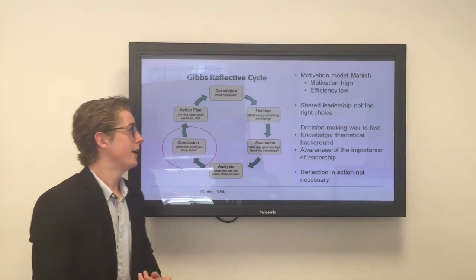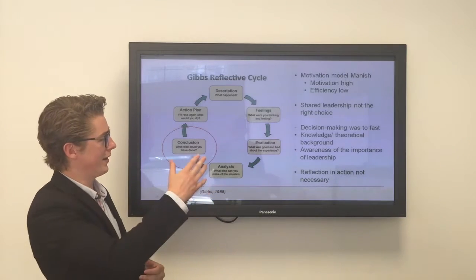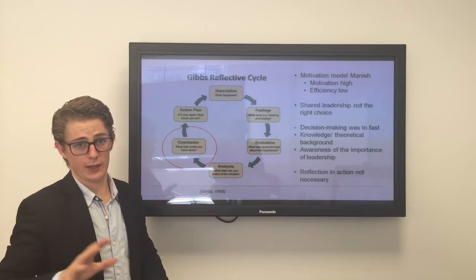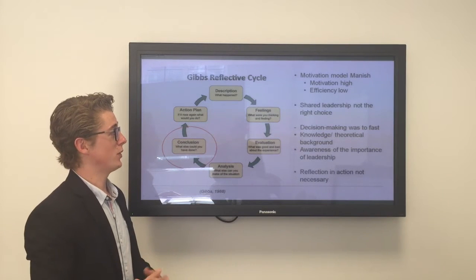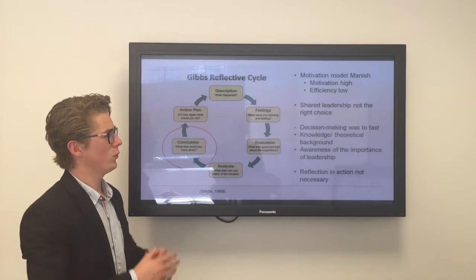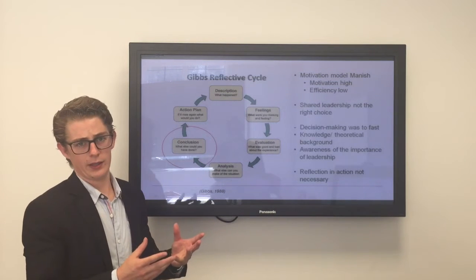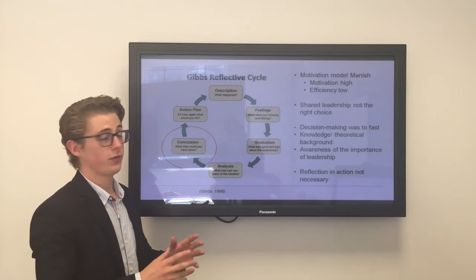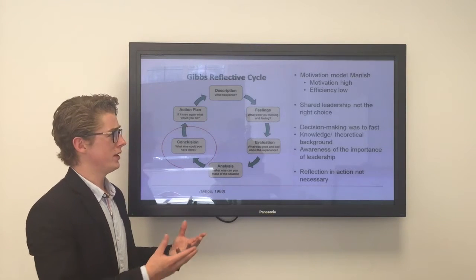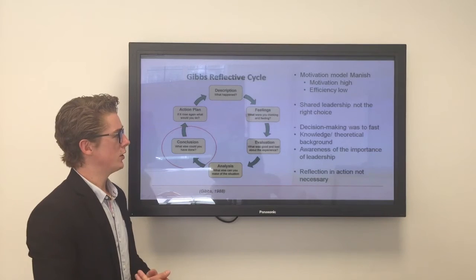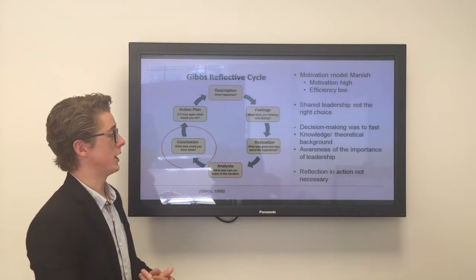Conclusion. Starting the conclusion with Maniche's model of motivation. In the next presentation, Maniche will tell more about this. But we can conclude that in the beginning of our assignment, in the forming stage, our motivation was very high, but the efficiency, according to leadership, was very low because we chose the wrong leadership style.